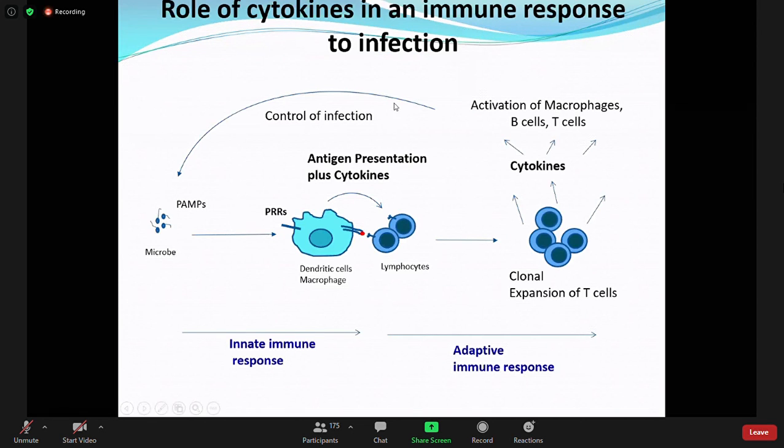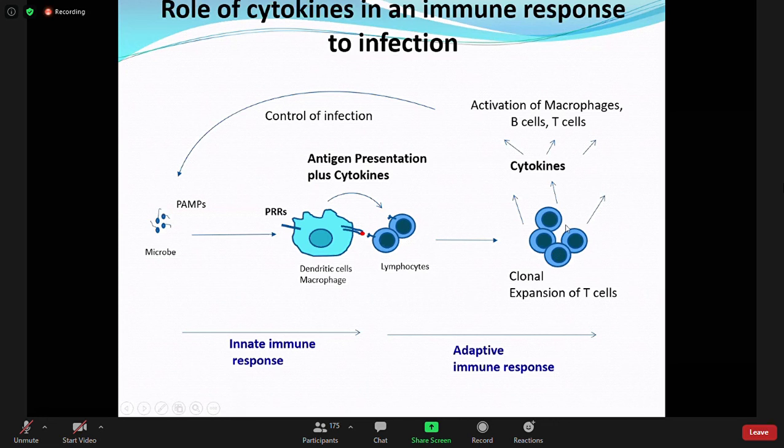This just shows the sequence of events that happens when you have cytokine production. So you have an infection, the PAMPs get recognized by the PRRs on the sensor cell, the antigen presenting cell. These cytokines stimulate the naive T cells to become effectors and then also proliferate and expand in numbers.